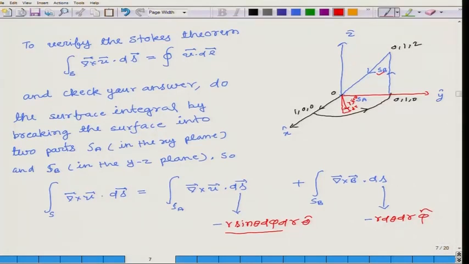So your surface element is r sin theta d theta dr, in the theta cap direction, sorry, negative of the theta cap direction, because this is just in this direction. And in the yz plane your surface element is r dr d theta, which is in the negative of phi cap direction, because your phi is varying like this, phi cap is perpendicular to this surface.